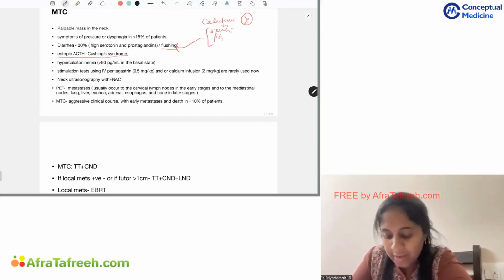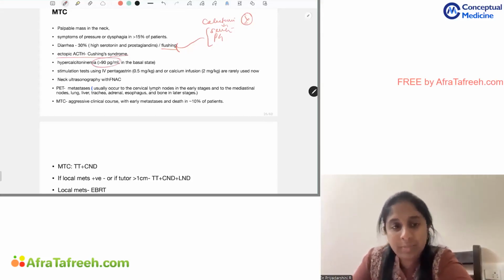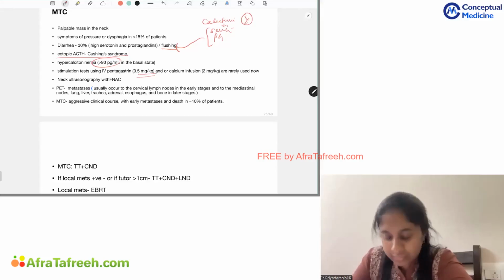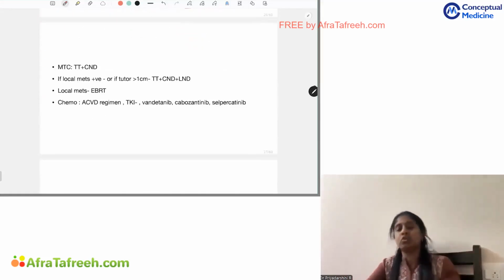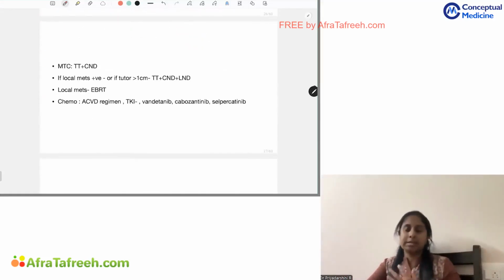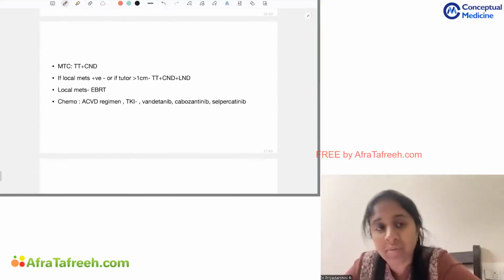To call it hypercalcitonemia, you have to have more than 90 picogram per ml even at basal state. When you use a stimulation test, it should go even higher. So you go for neck ultrasonography with FNAC. PET is being used to look for mets only. It has an aggressive clinical course, and death would occur in 10% of patients. The death usually is due to the obstructive features, and sometimes it may be due to torrential bleed caused by the erosion of the blood vessels. That would be the most common cause of death.